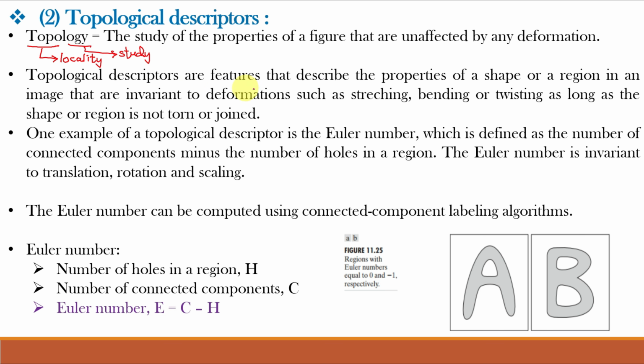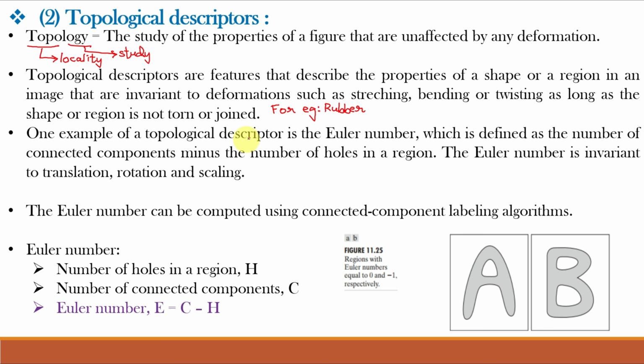And the topological descriptors are features that describe the properties of a shape or a region in an image that are invariant to deformation, such as stretching, bending or twisting, as long as the shape or region is not torn or joined. For example, the rubber band, right? It is invariant to deformation.